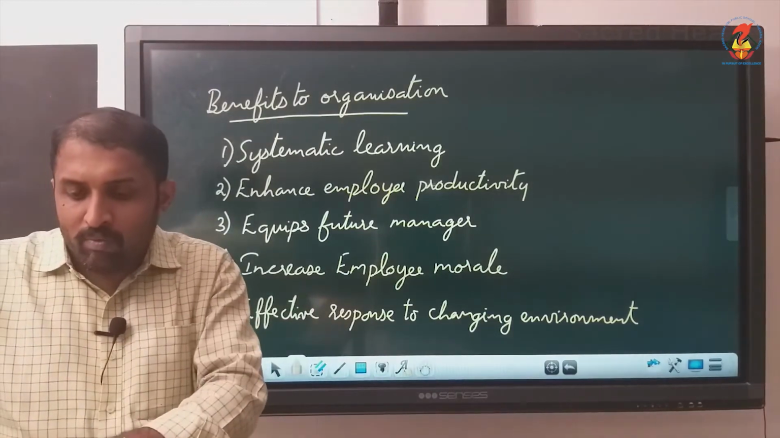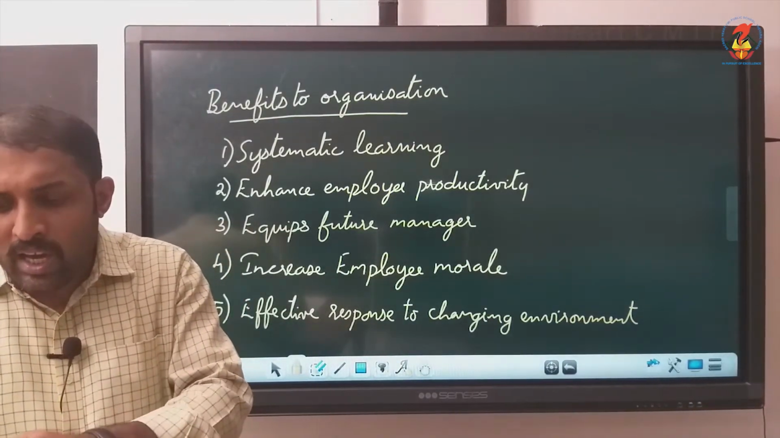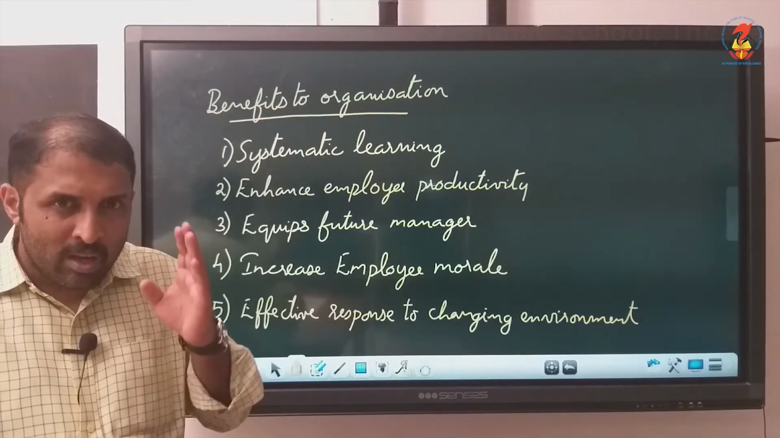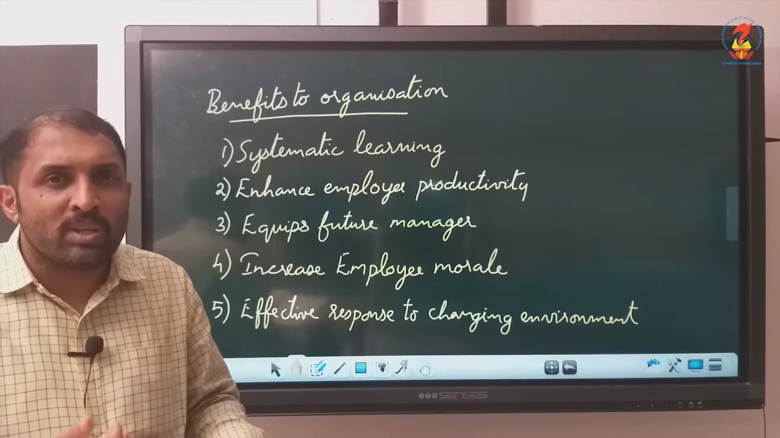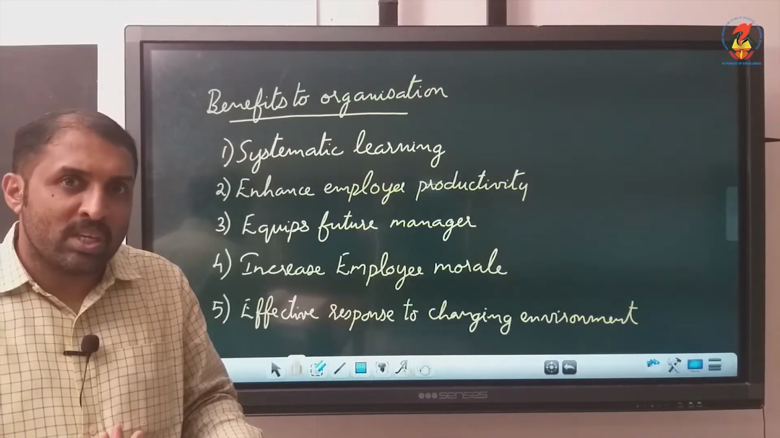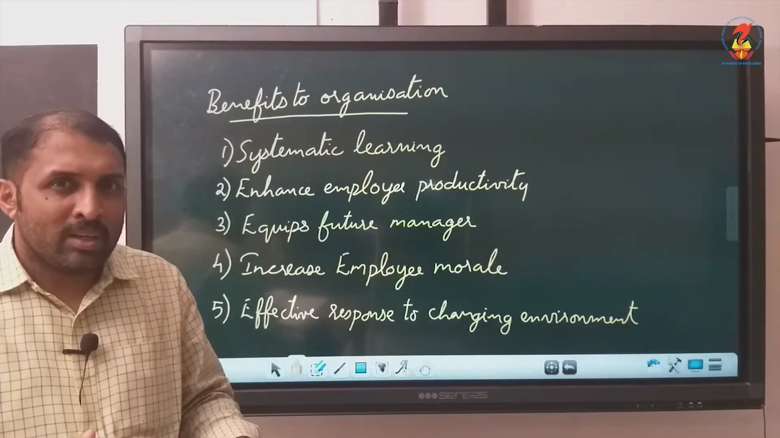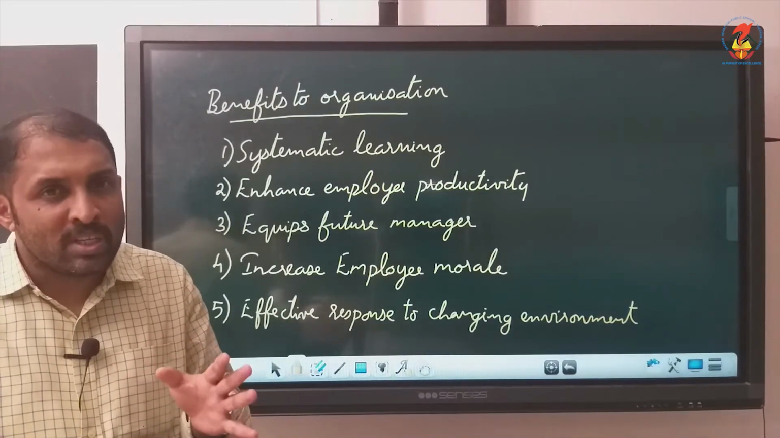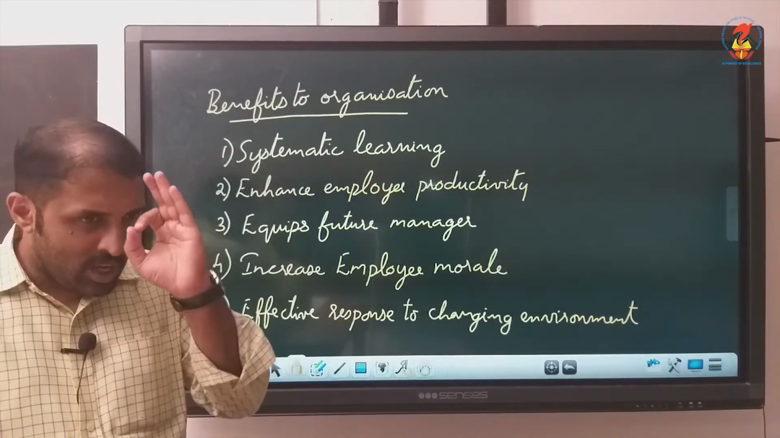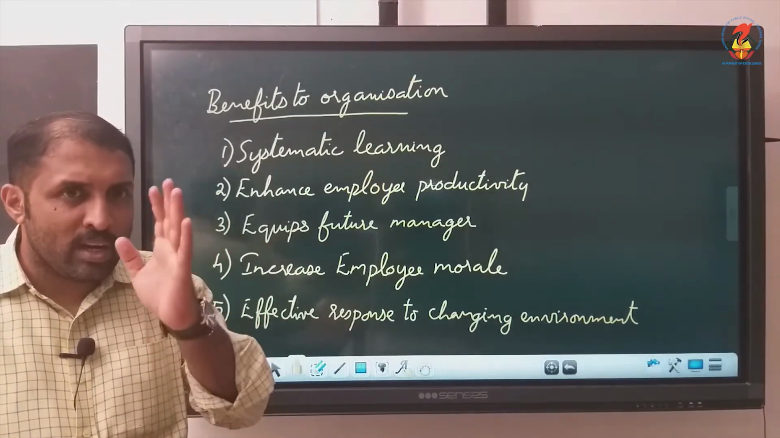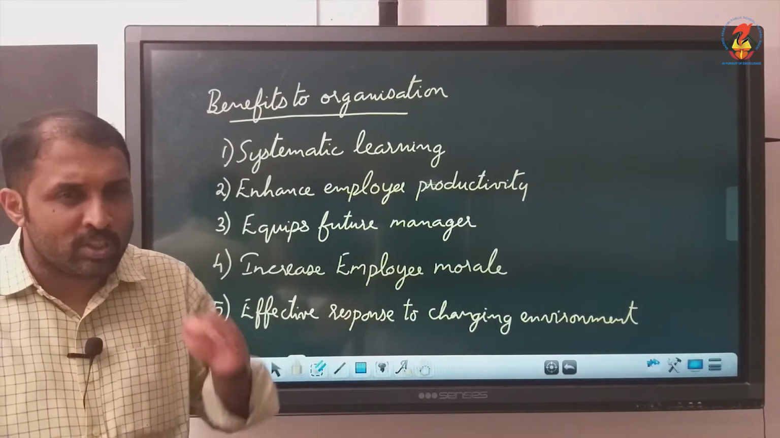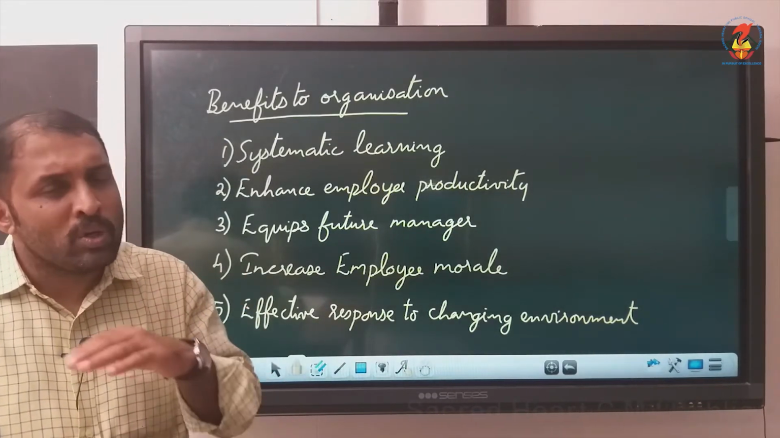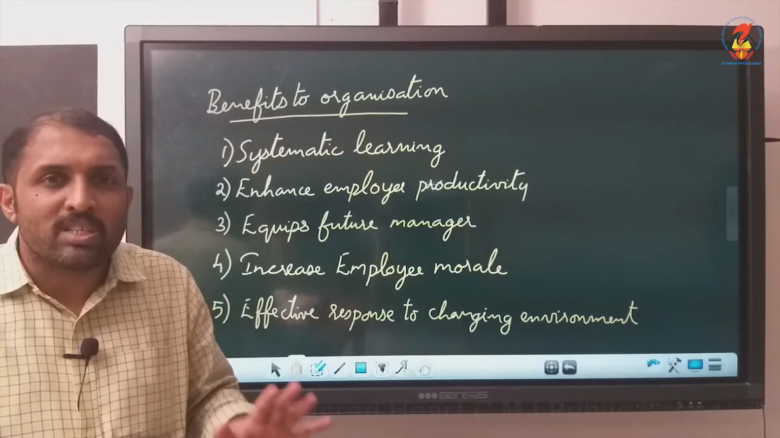The first one is that training helps in systematic learning. Training helps an employee to learn in an orderly manner, not just to try something and make mistakes later. That can create a lot of trouble. Time can be wasted, money can be wasted. A lot of hit and trial is avoided. In training, they are taught how to handle a particular job and how to perform it in a very orderly way. One by one, they are taught how it is to be learned. So training is always systematic learning.